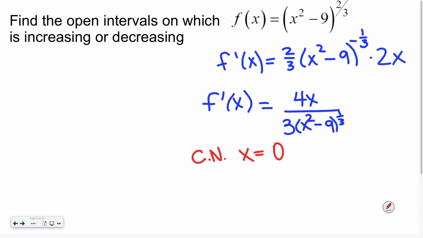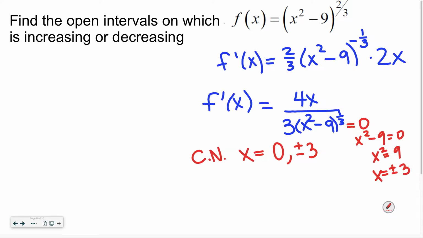Our derivative is undefined wherever our denominator is 0. When does that happen? Plus or minus 3. If we set the denominator equal to 0, we get x squared minus 9 equals 0, so x squared equals 9. So x is plus or minus 3.